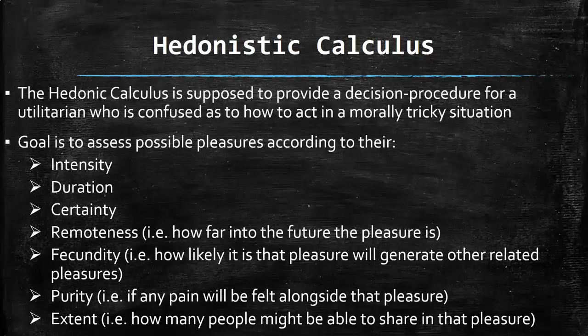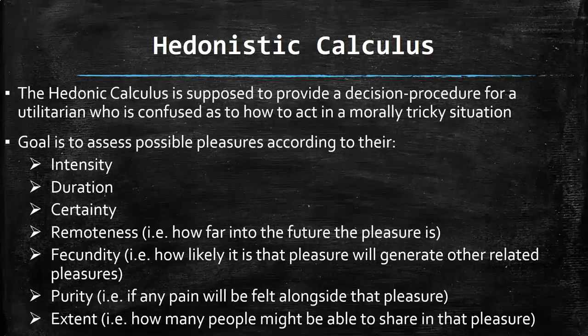Well, the goal is to assess possible pleasures according to their, and this is supposed to be the list here, right? The intensity. How much is it going to bring? The duration. How long will that happiness last, right? Something might bring happiness now for the short term but end up negative later, or it's instant happiness that's fleeting. We're not going to rank that as high. Certainty. How certain? We can never predict the future. That's also a critique of utilitarianism. You don't know the consequences until it actually happens.